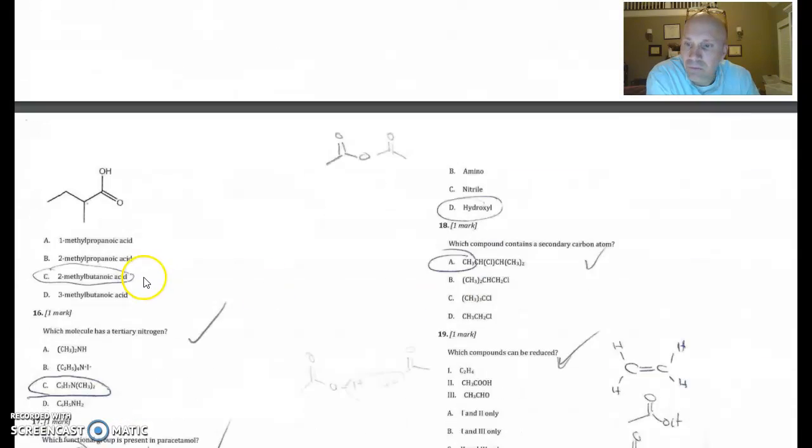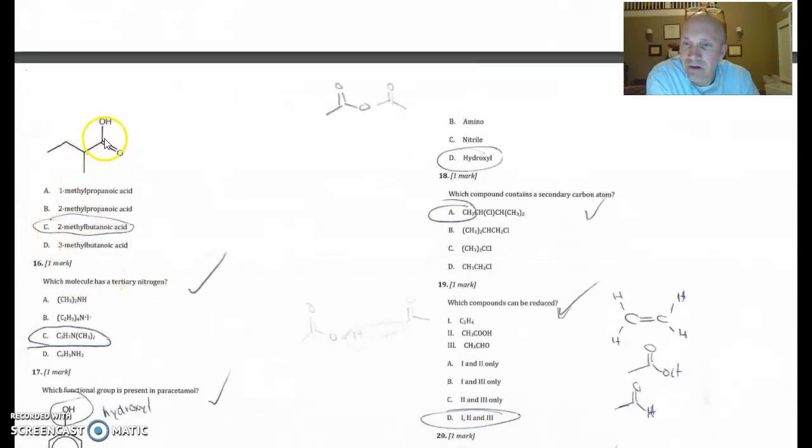So moving on, this guy right here, you identify the longest chain. 1, that carbon right there. 2, 3, 4. So this is going to be some sort of butane something or other. All right, for the carboxylic acids, you're going to consider that the number 1 carbon. And so that methyl group would be on the number 2 carbon, so that's 2-methylbutanoic acid.